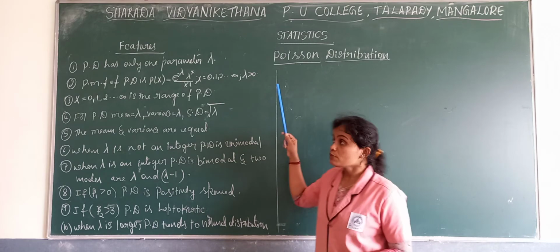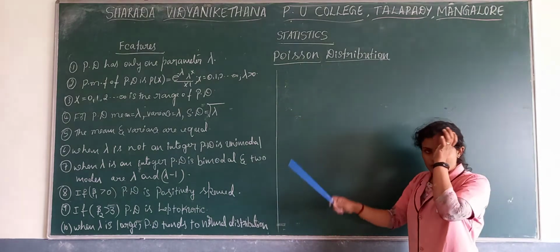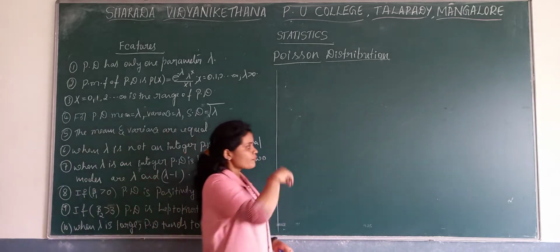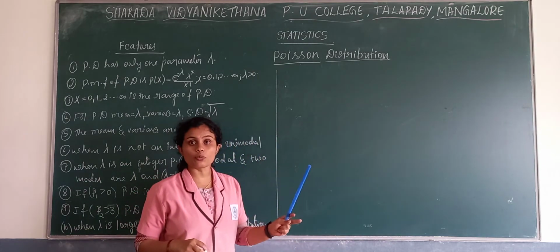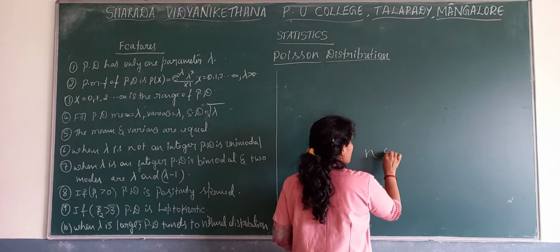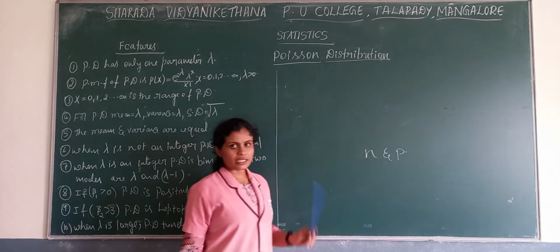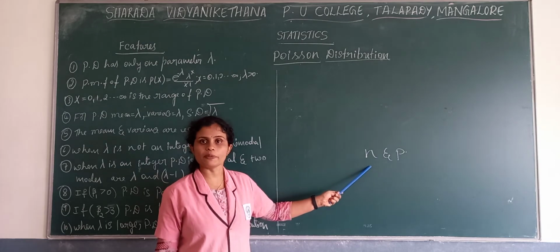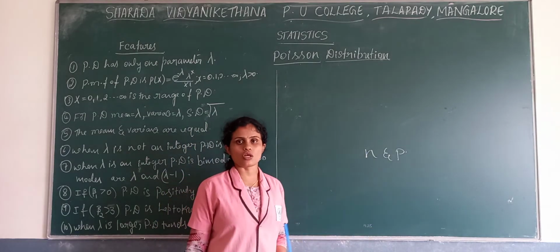Now we'll move towards one more distribution, that is Poisson distribution. In case of binomial distribution, we have seen it is based on two parameters, n and p. In binomial distribution, we will be knowing the value of n, and based on that we will solve the problem.